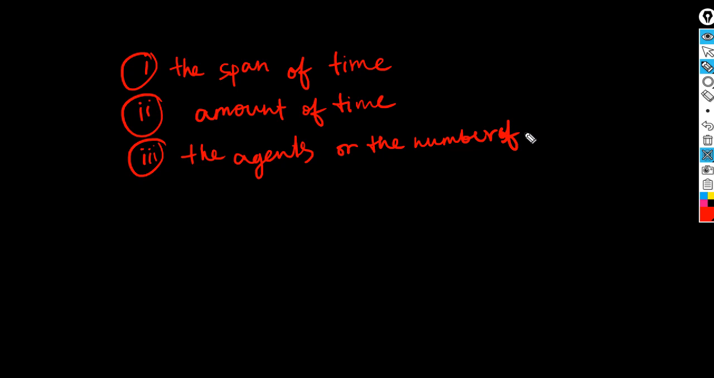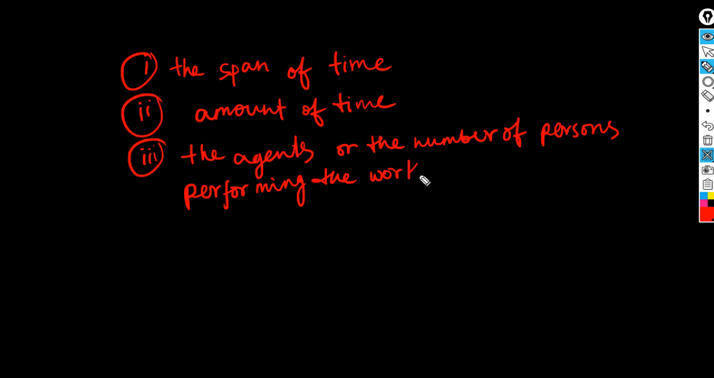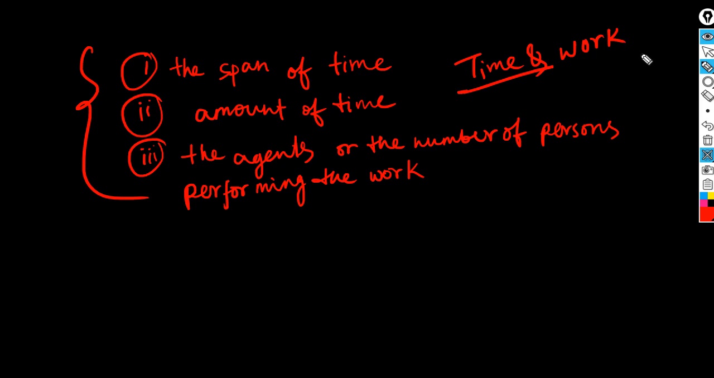Number of persons performing the work. This is actually a live video, so I have to write it down manually. These three points you have to keep in your mind when solving problems of time and work related math.